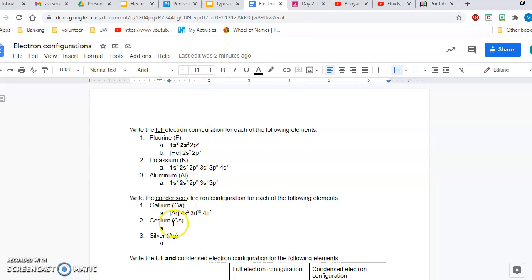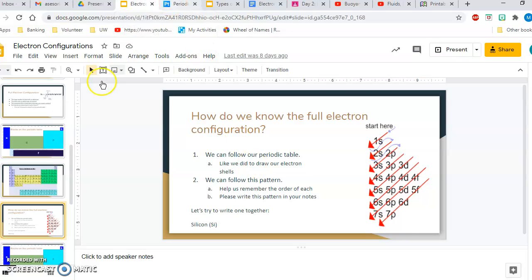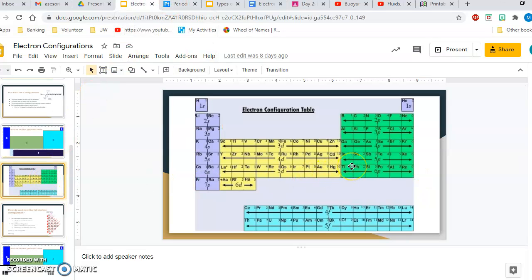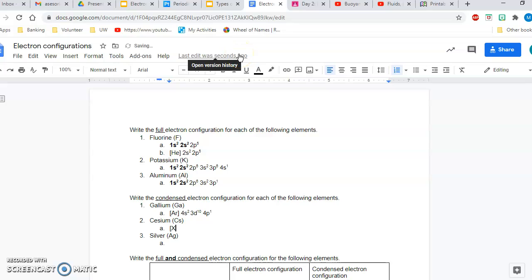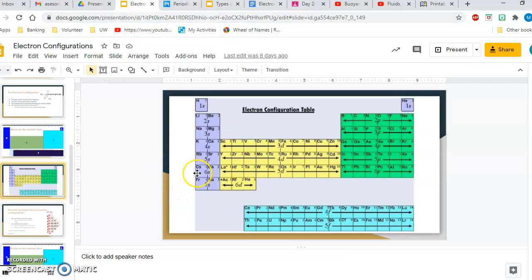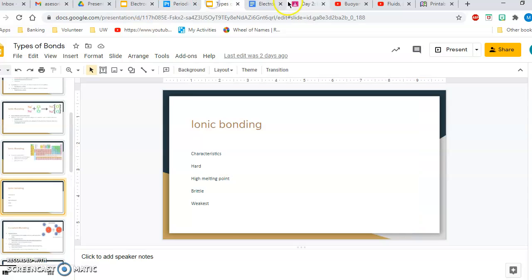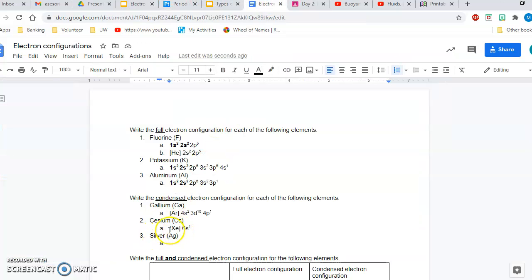So let's do cesium. Cesium is a great example of how this condensed electron configuration can be really helpful. So cesium is right here. So our nearest noble gas is xenon. So what we would do is write xenon, and then we would write 6s1 because our cesium is on our 6s1. So rather than writing 1s all the way through 5s2, 4d10, 5p6, and then 6s1, we get to skip ahead because of this noble gas.